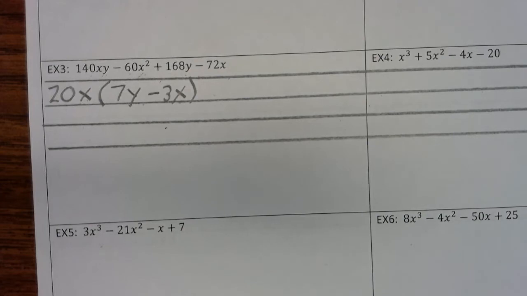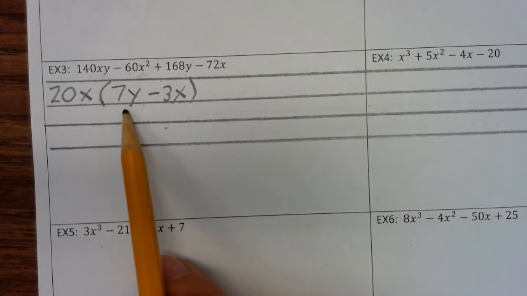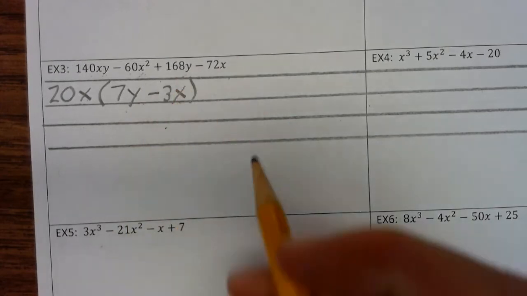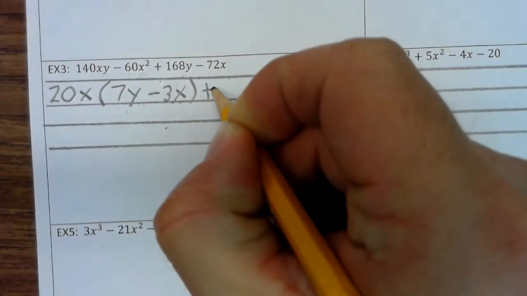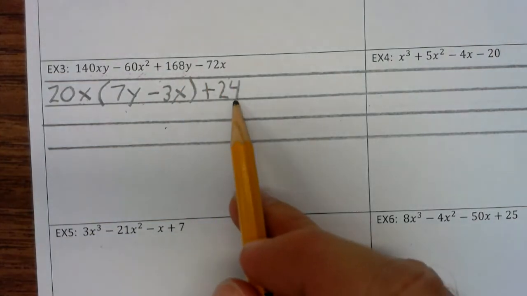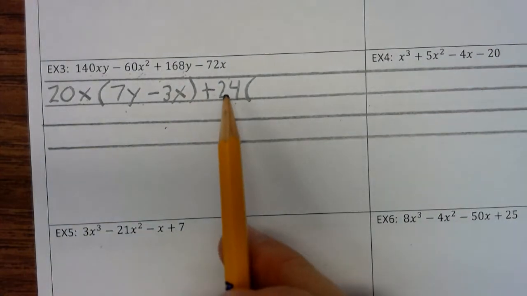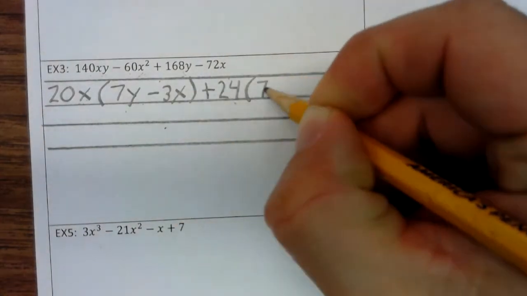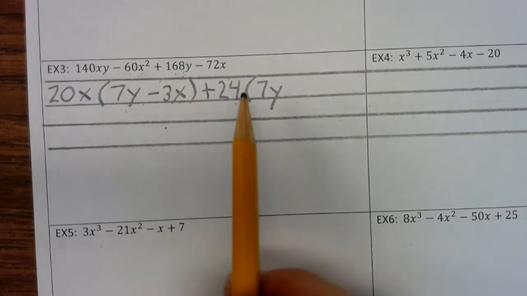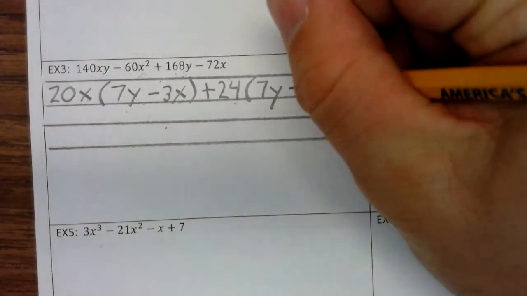Now, whenever you factor out the next monomial, you're looking to try to get this to be 7. So you think about, well, is there something that we can divide 168 by to give 7? And the answer to that is yes, 24. 168 divided by 24 is 7. And so when we multiply, we know that 24 times 7y is 168y. And then what do you multiply 24 by to give you negative 72x? Well, the answer to that is negative 3x.